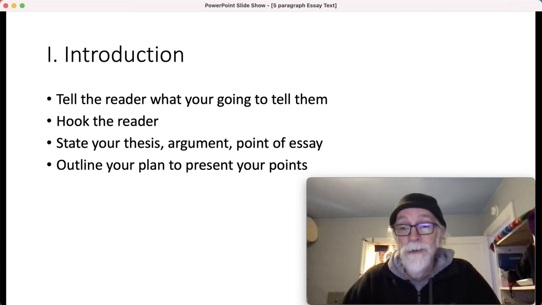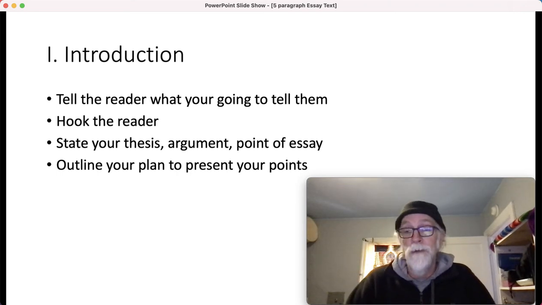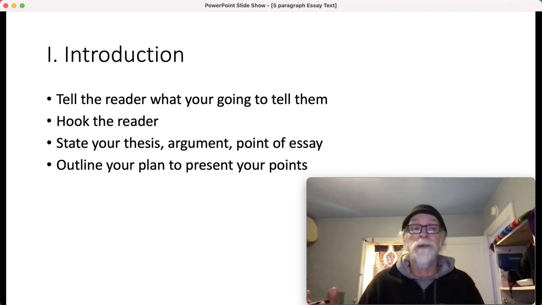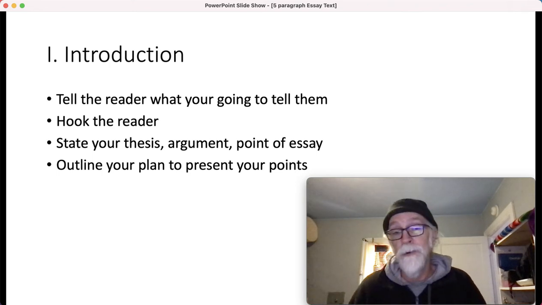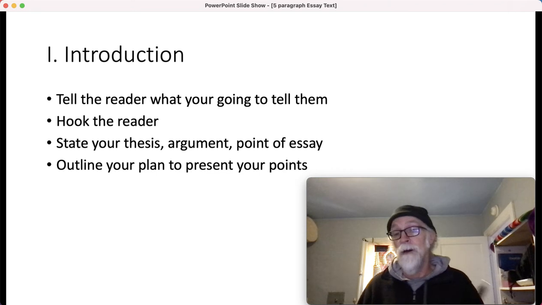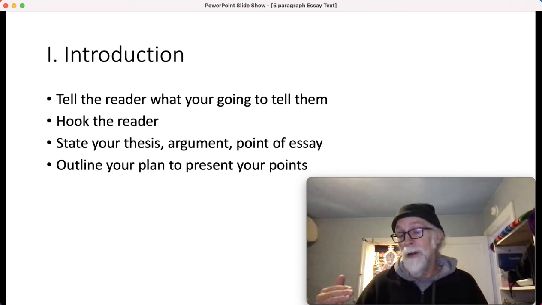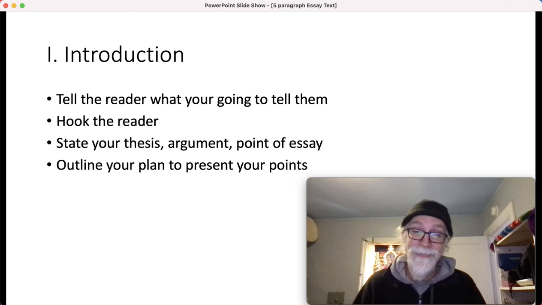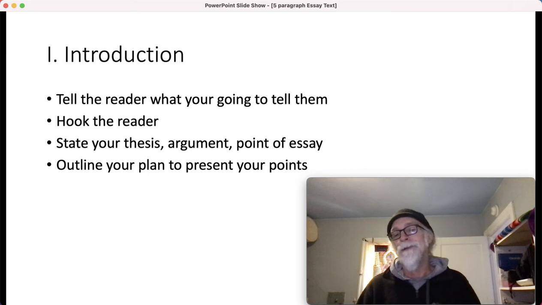Other things your introduction should do. It should state your thesis, your argument, the point of your essay, what historical question you're trying to answer. However you're approaching it, that's the thing you're doing with your thesis, right? And then you should also give an outline of your plan to present your points. Ha! You got a plan, right? You need a plan. So here's the deal.